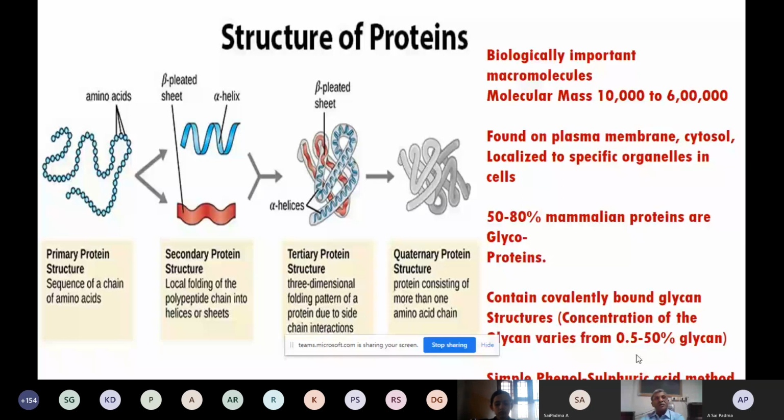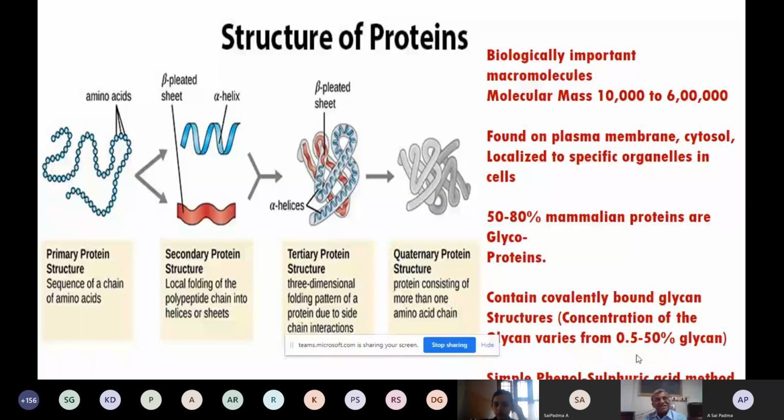0.5 is the least percentage of carbohydrate that can be identified in a glycoprotein, and 50% is the highest that can be identified. How do you detect these glycan structures in a glycoprotein? To distinguish it from a regular protein, it can be detected by spectrophotometric methods or by colorimetric methods.